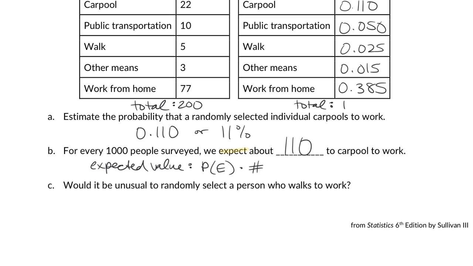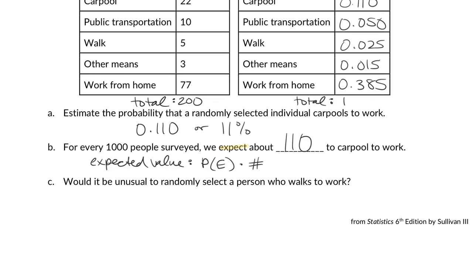The last question says, would it be unusual to randomly select a person who walks to work? Remember that unusual is a very specific number. What was the number? 5%. What was the percentage of people who walk to work? The answer here is yes, because 2.5% is less than 5%. 5% is our threshold for unusual, and since 0.025 is 2.5%, that is less than that number, it is considered to be unusual.